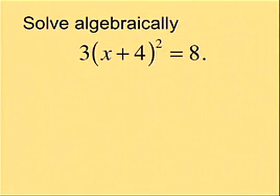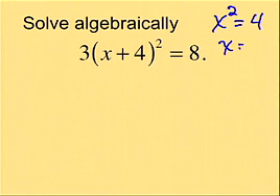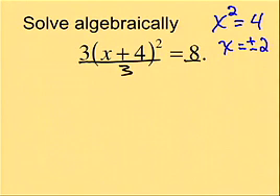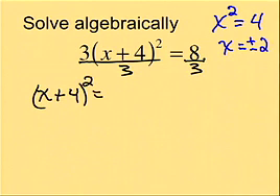First, what I want to remind you is that what we're doing in this particular equation is using the concept that if we have x squared is equal to 4, we can solve that by taking the square root of both sides. And that would give me answers of x equals plus or minus 2. To do that with our equation, we need to divide both sides by 3. That would give me x plus 4 quantity squared is equal to 8/3.